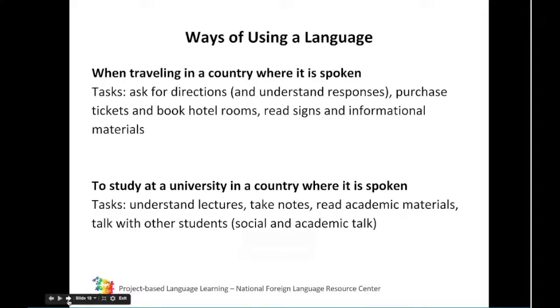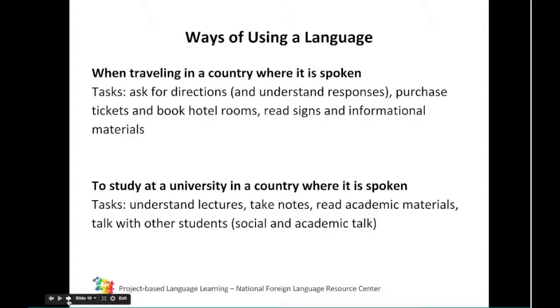Let's think about the ways of using language. When traveling in a country where it is spoken, the tasks are to ask for directions, and they would have to understand the responses. They would purchase tickets and book hotel rooms. Tasks are used to help provide students with language and practice opportunities to move forward within the project.